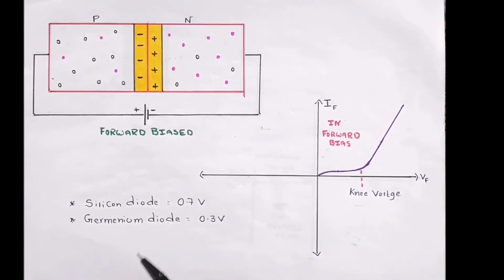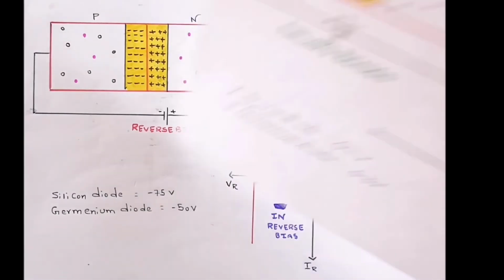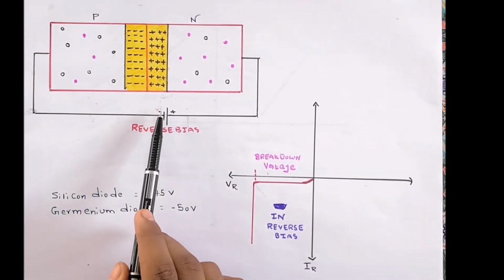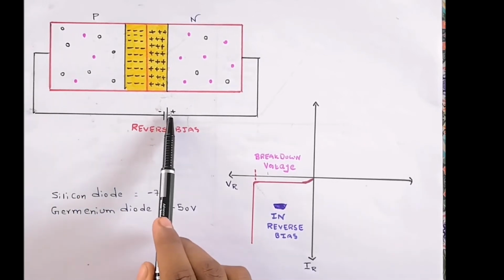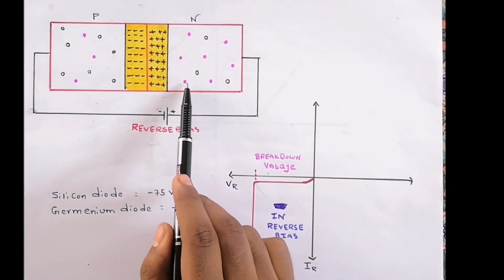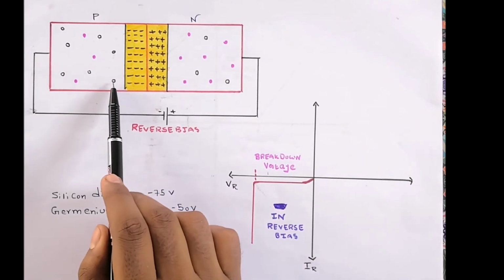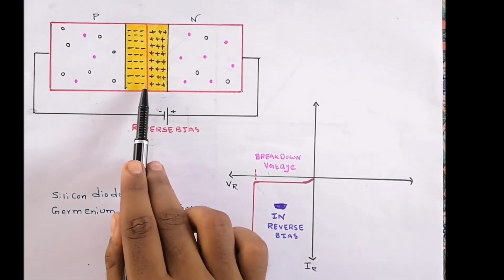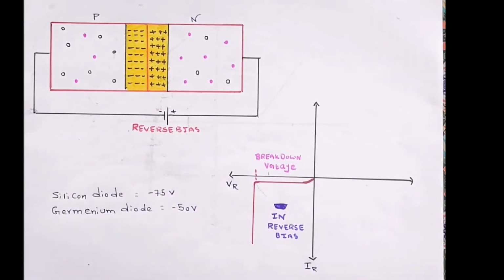Now let's see the VI characteristic graph of a PN junction diode in case of reverse bias. In reverse bias, the negative terminal of the battery is connected to the P side and the positive terminal is connected to the N side. When we gradually increase the voltage, the electrons in the N region and the holes in the P region will flow away from the depletion region, resulting in a wider depletion region. A wider depletion region does not allow majority charge carriers to flow through it, so there is no current flow due to majority charge carriers.